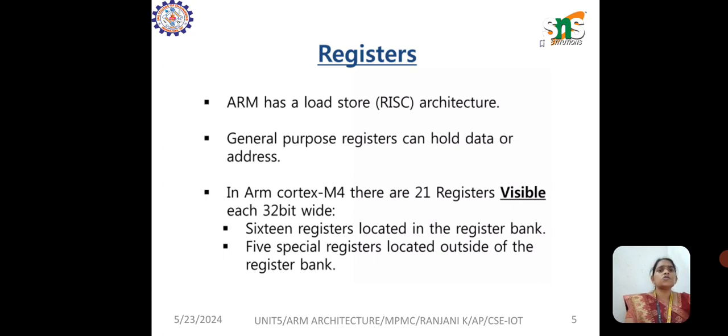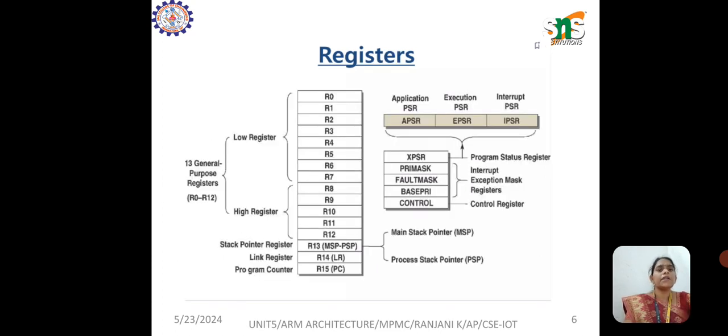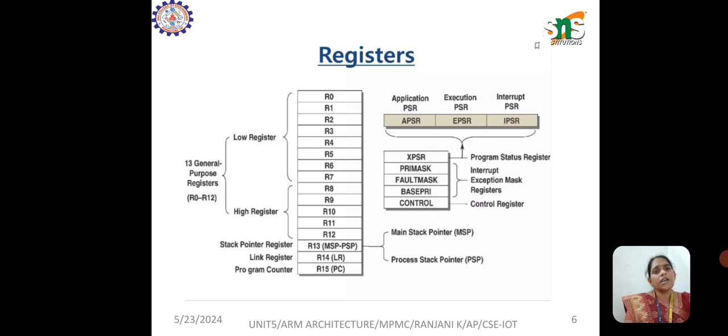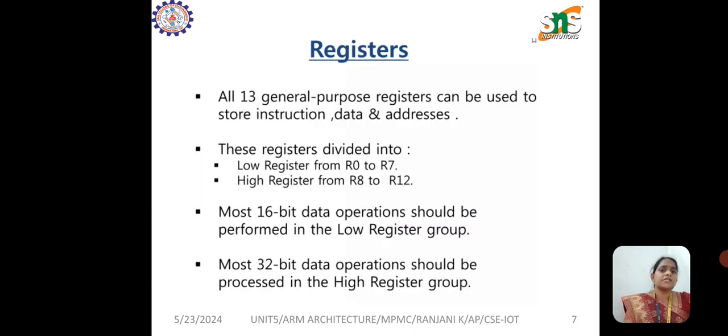So the ARM has a load store architecture. The general purpose registers can hold data or addresses. So there are 16 registers located in the register bank, and 5 special registers are located outside the register bank. So this is the elaborated structure of the register bank, and all 13 general purpose registers can be used for load and store operation of instruction data and addresses. The registers are divided into two types, that is low registers and high registers. That is, R0 to R7 are the low registers, and R8 to R12 are the high registers.